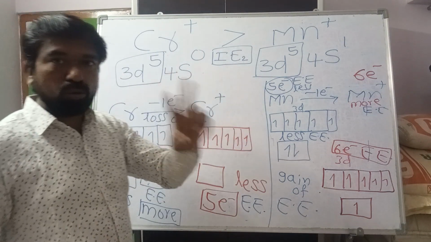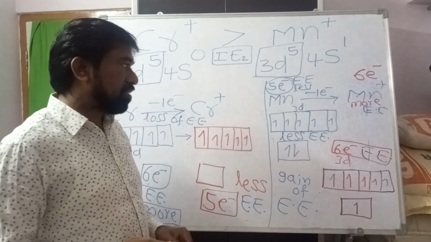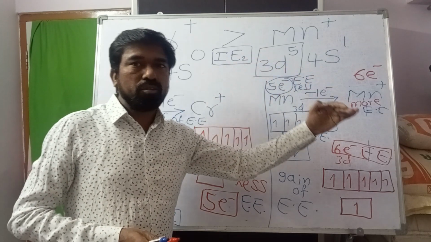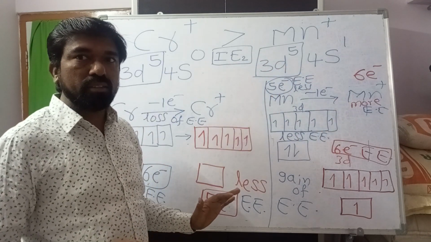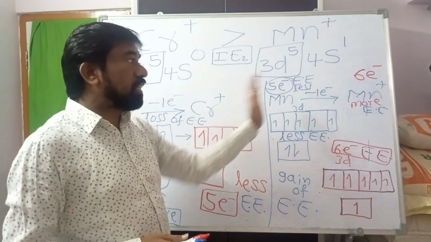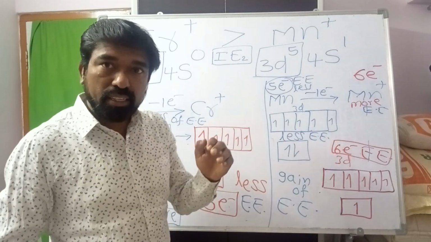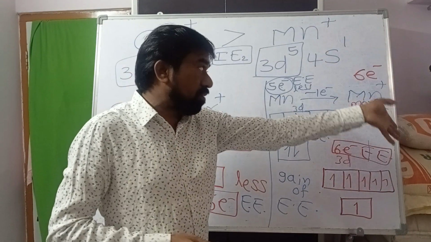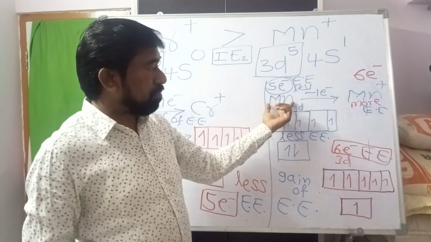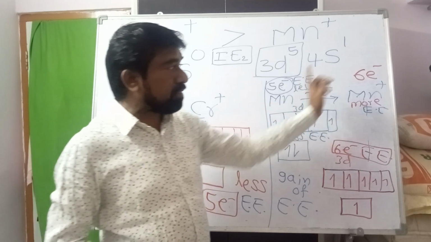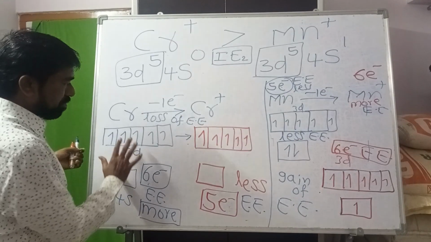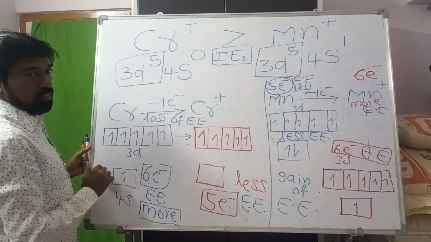But we know that I gave 2 points regarding exchange energy. First point: exchange energy is directly proportional to the number of electrons with parallel spin. Second point: stability is directly proportional to loss of exchange energy. If in any conversion exchange energy is lost more, that is more stable. But here exchange energy is gained: 5 electrons with parallel spin to 6 electrons with parallel spin, a gain. But in case of chromium, there is a loss of exchange energy.